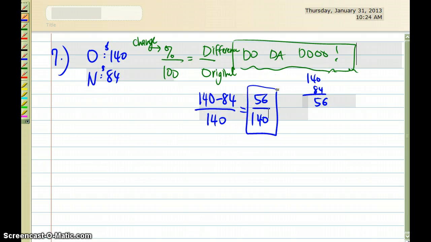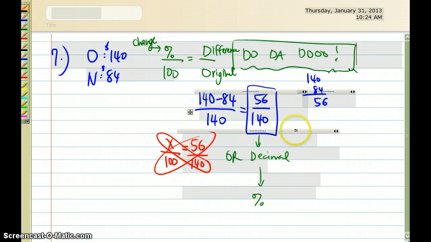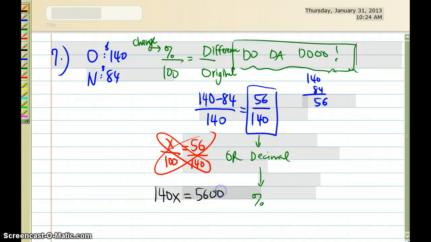I can take several steps. I can keep the proportion where I have x over 100, which is the percent I'm looking for, equals 56 over 140, and then cross multiply. Or I can take this fraction and turn it into a decimal, and then turn it into a percent. So as long as I get to a percent answer, I will be going the right direction. So if I wanted to go ahead and just use proportions, because I think the majority of us will, I will get this number here.